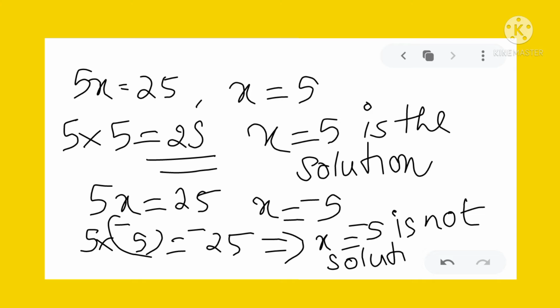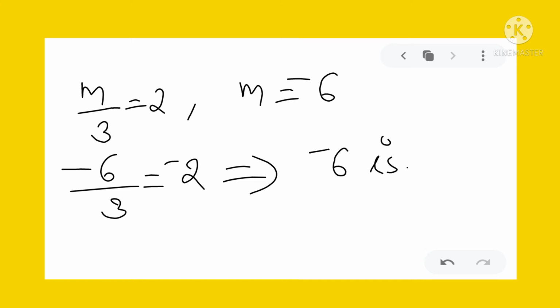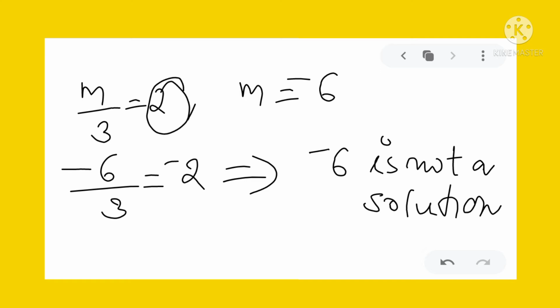Then next one, m divided by 3 equal to 2 where m equal to negative 6. When m equal to negative 6, it will become negative 6 by 3. It is negative 2. That means m equal to negative 6 is not a solution of the equation. Since the answer is given as 2, but after substituting negative 6, we got negative 2. Both are different.